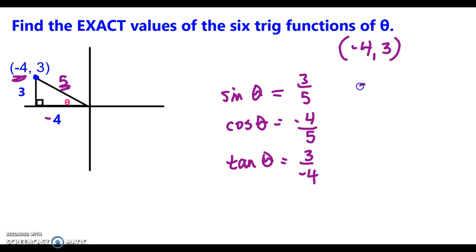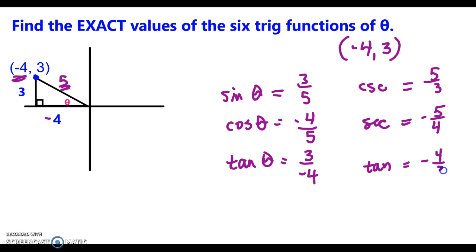And since we don't have any rads, our reciprocal trig functions are going to be super easy. So cosecant would be 5/3, secant would be negative 5/4, and cotangent would be negative 4/3. So that one was pretty straightforward.